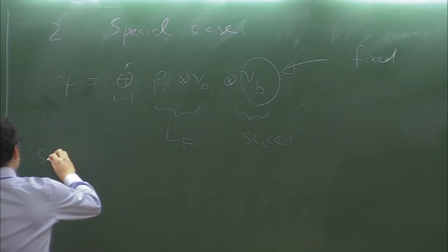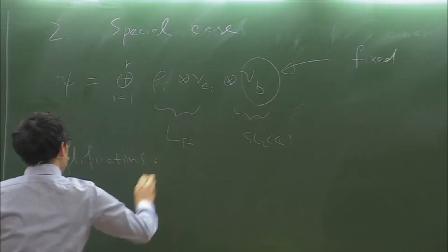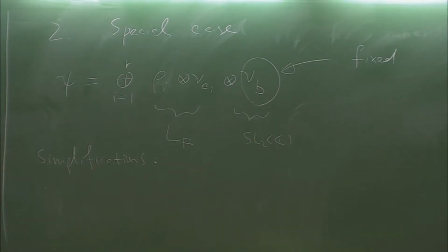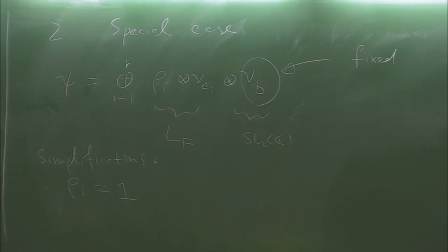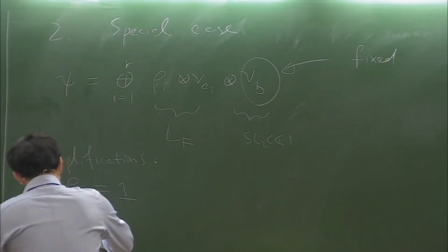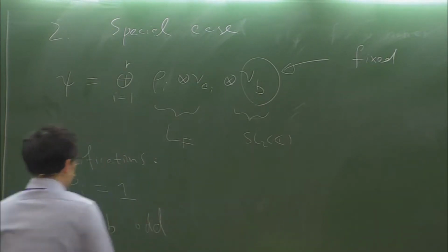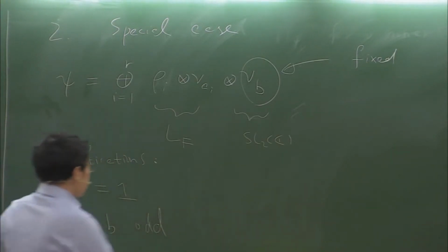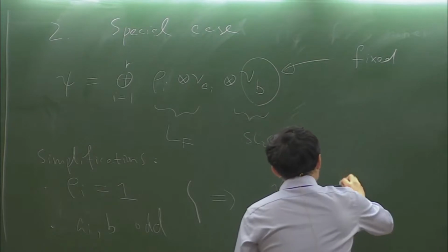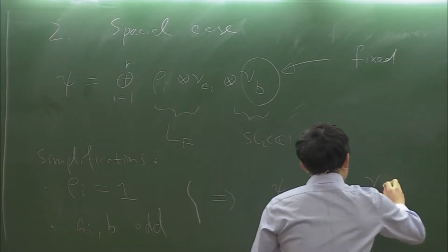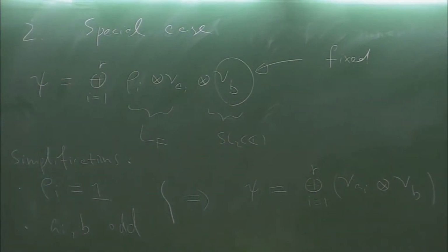So to be able to describe the results, I want to make some simplifications. The first simplification is I'm going to take all these rho I to be trivial. Okay? And secondly, I want these AI and also B to be odd. Okay? And by these two, we can just write the parameter in a very simple way. So there's no rho, and we just have these AI and B. Okay?